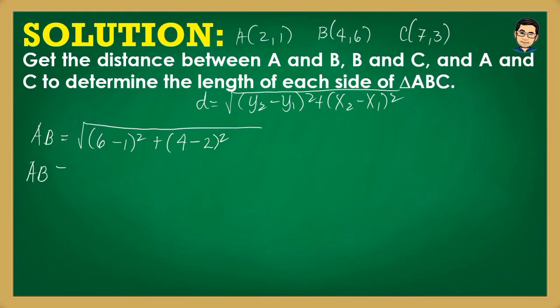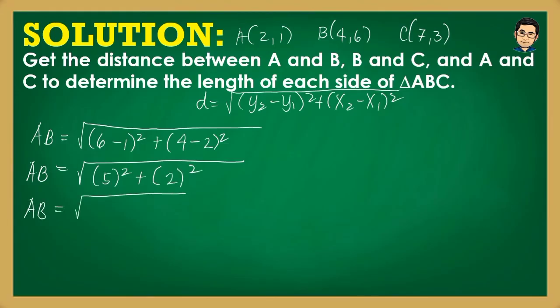AB is equal to square root of 6 minus 1 is 5. And then 4 minus 2 is 2. AB is equal to the square root of 5 squared, that is 25. And then 2 squared is 4. So, i-add lang po natin yung 25 and 4. That is 29. So, ibig sabihin, ang sukat po ng AB is square root of 29 units.